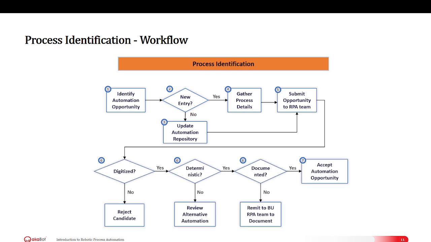Then we verify the three conditions I have mentioned before: digitized, deterministic, and documented, step by step. If all three conditions are qualified, we will move to accept the automation opportunity. If one of these conditions is not qualified, we need to reject the process, and then we will revise it if they qualify for all three.